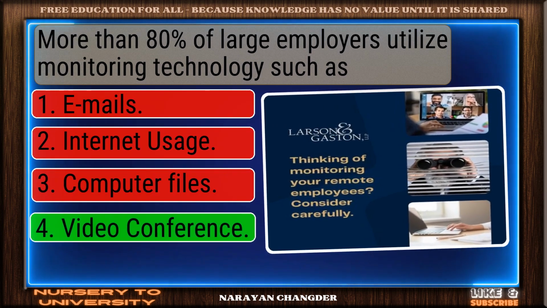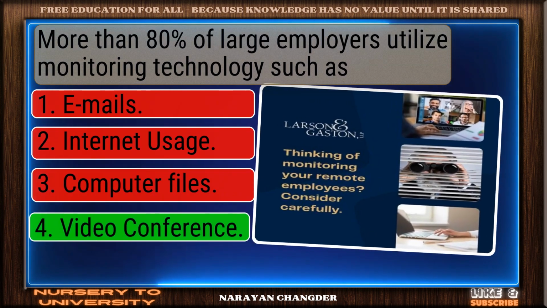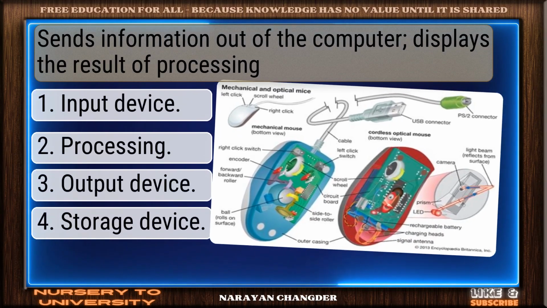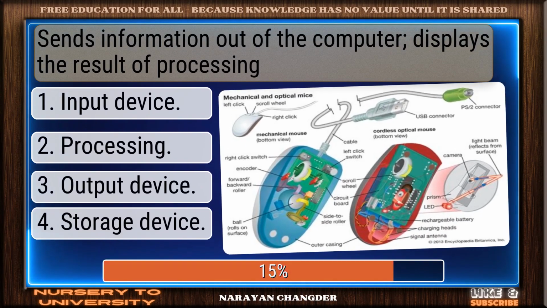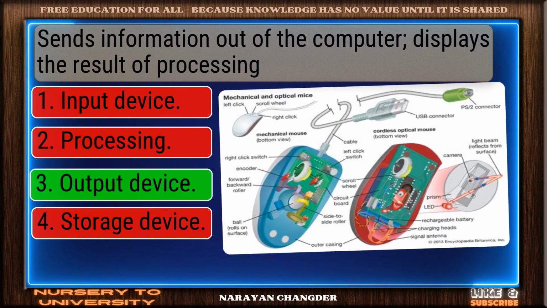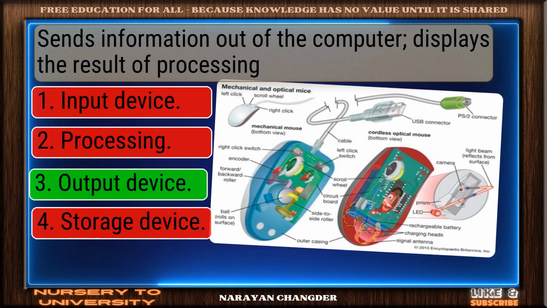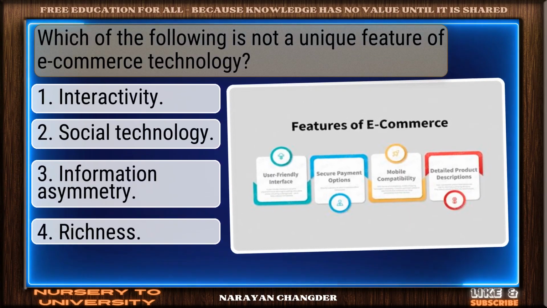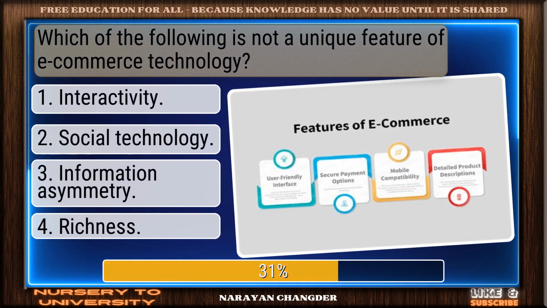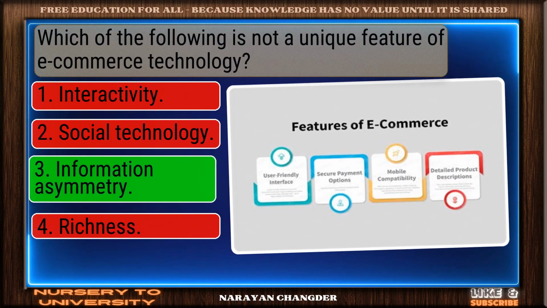Smart move. Video conference is accurate answer. Sends information out of the computer, displays the result of processing. Great job. Output device is accurate. Which of the following is not a unique feature of e-commerce technology? Sharp thinking.